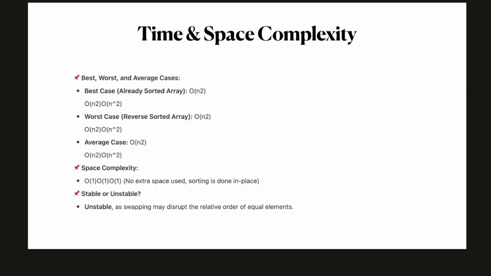When it comes to the space complexity, there is no need of extra space for this algorithm. It sorts in place. When it comes to stability, which is very important, by observing the swappings, there is a possibility of disrupting the relative order of equal elements.